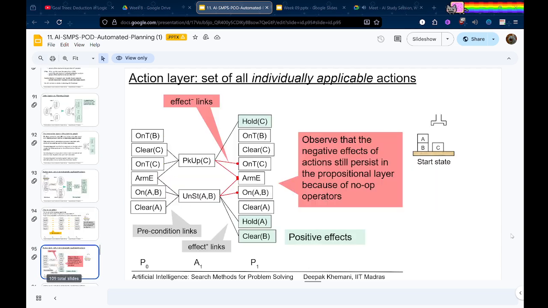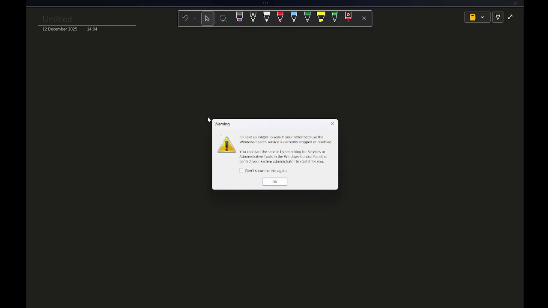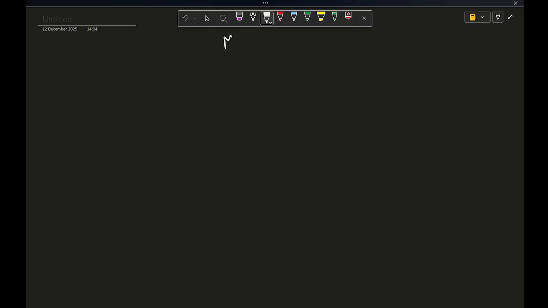Okay, so GraphPlan. Yeah, mutex relation. Okay, I'll note these down first. So there are four conditions for a mutex relation. Three of them are named, one of them isn't. So mutex relations, mutex conditions, I'll say. Mutex conditions, and so the first one is competing needs.